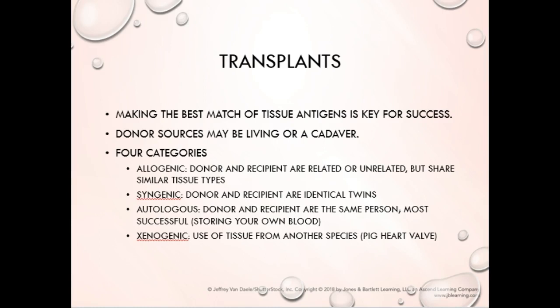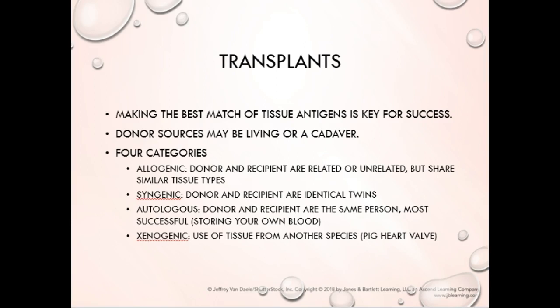Syngenic is when donor and recipient are identical twins. Obviously, that would be fantastic. If you are an identical twin, you have the same genetics, so you're going to have the same compatibility factors, which we'll talk about in a little bit. But that doesn't happen often. Now, autologous is when the donor and recipient are the same person. We'll see this when you store your own blood and use it in the future.